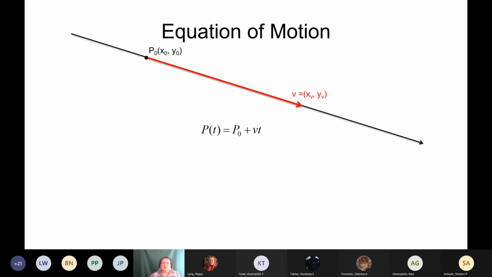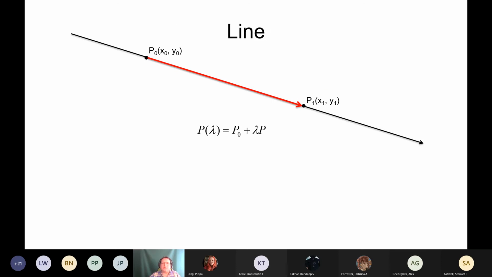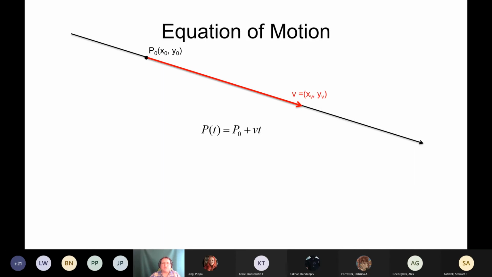And this is the equation of motion. So it's nearly the same thing. The only difference is that I changed the names of the variables. So instead of lambda, I now have t. T stands for time. And I gave a name to this red vector. The name of the red vector is v, that's the velocity vector. And now I have an equation of motion.